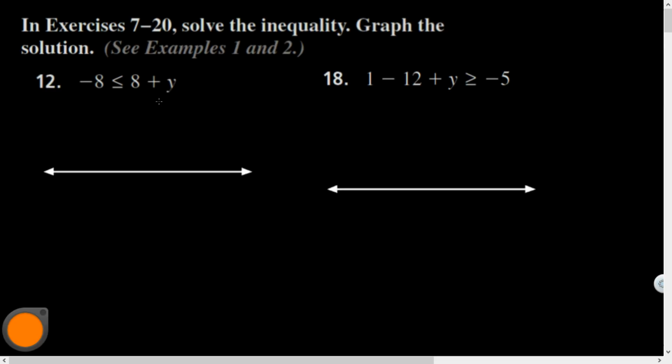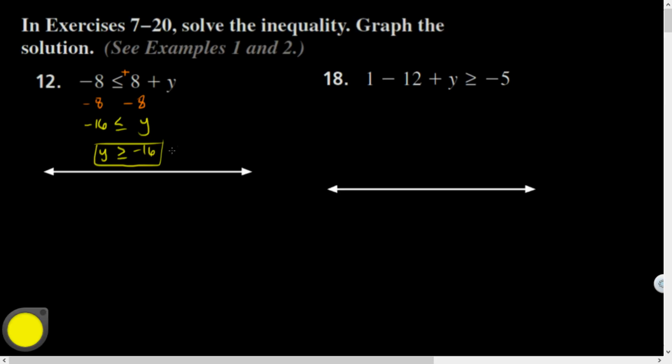For question 12, I want to get the y by itself. This 8 is positive. What is the inverse of plus 8? How do I move that 8? Subtract 8, both sides of the inequality sign. So this would become more negative, so that's negative 16 is less than or equal to y. Y is by itself. And let's flip this around. So y is greater than or equal to negative 16.